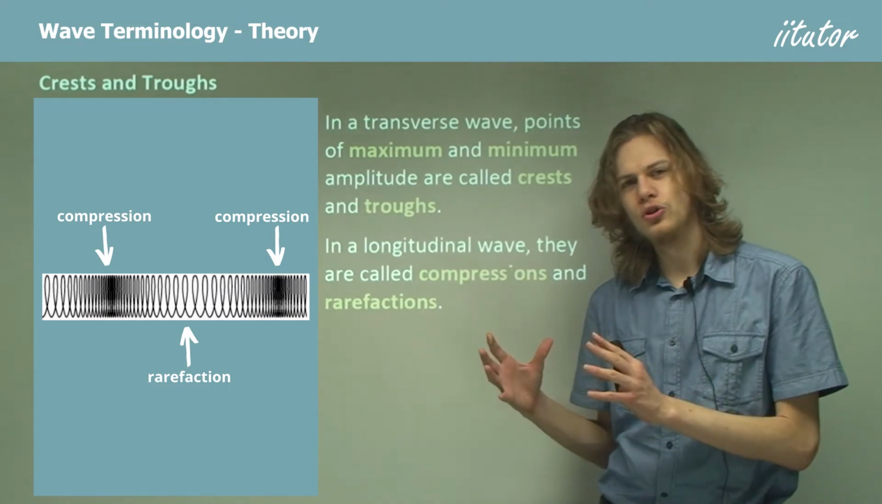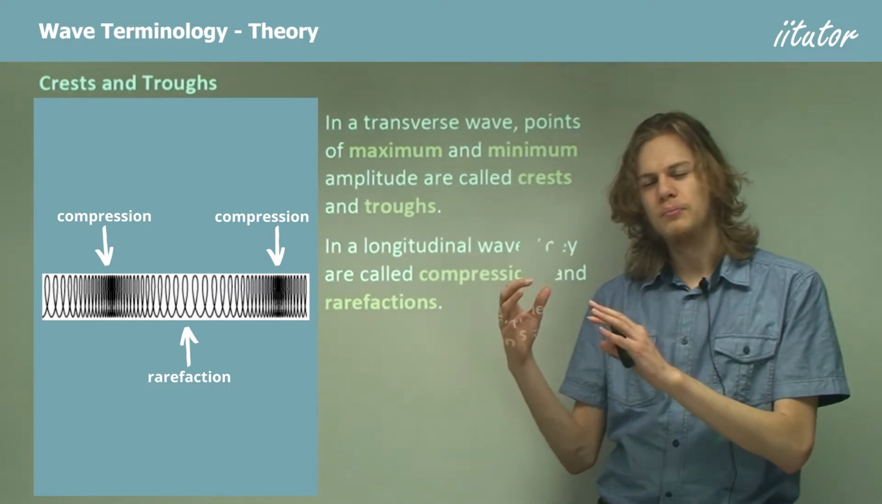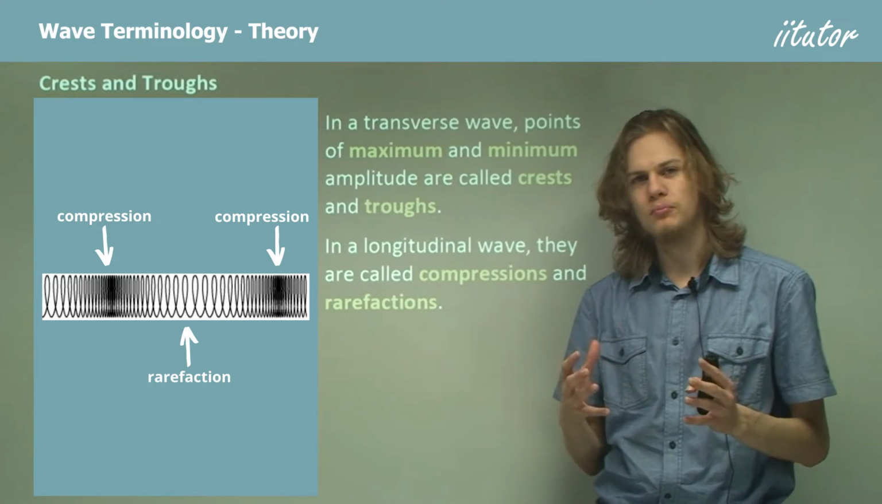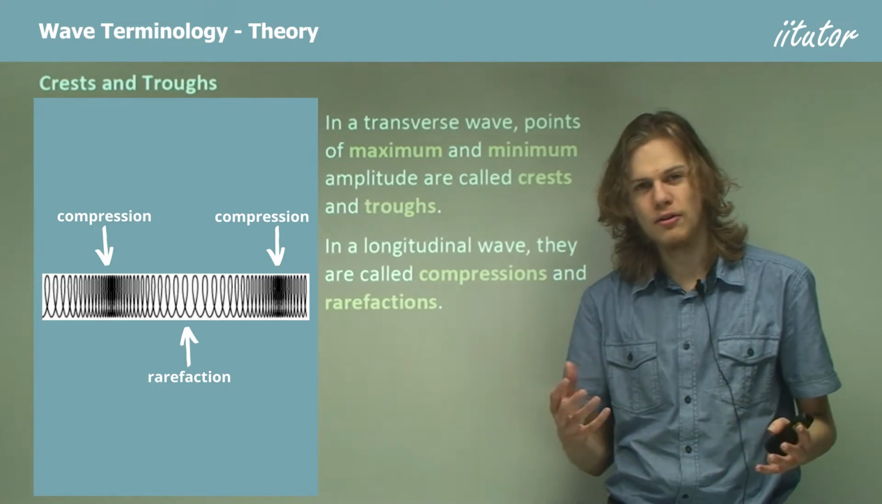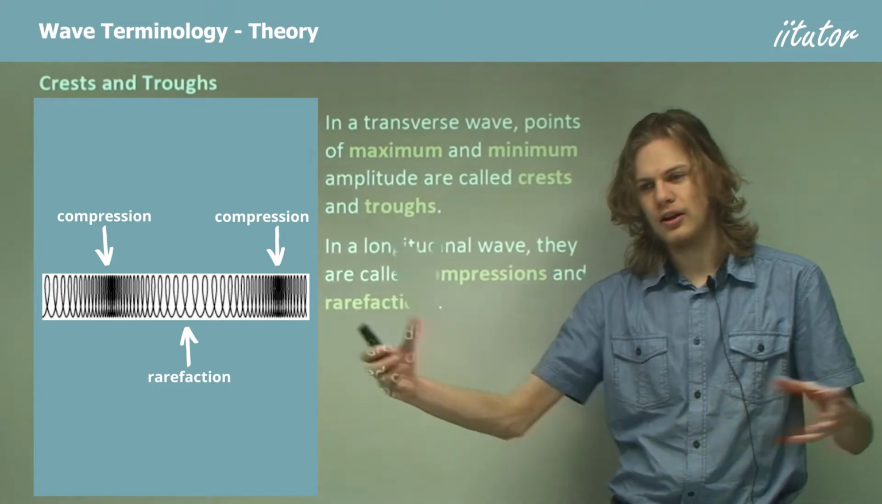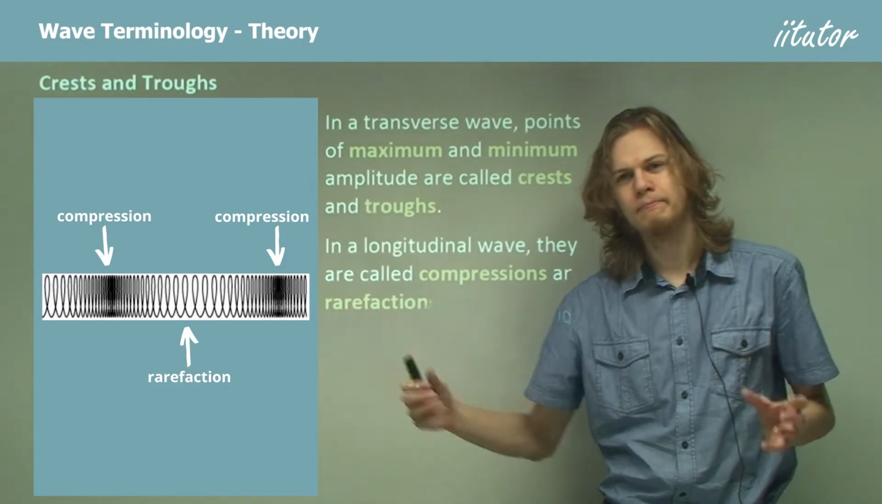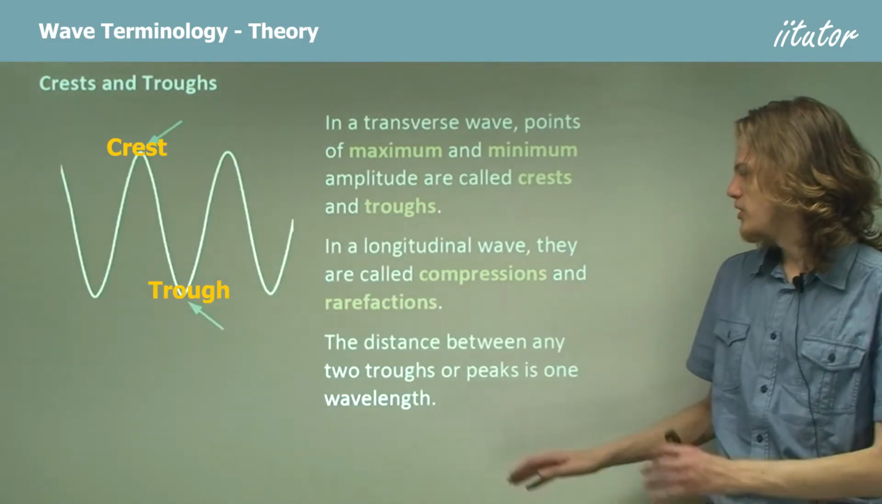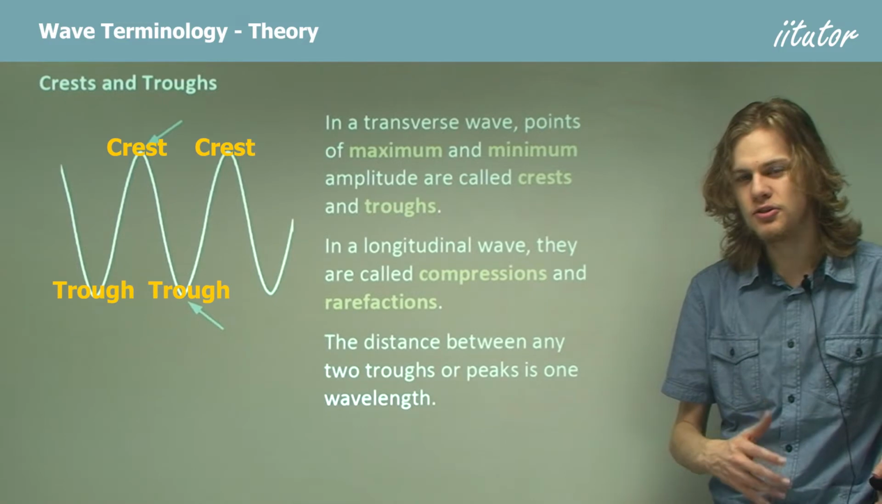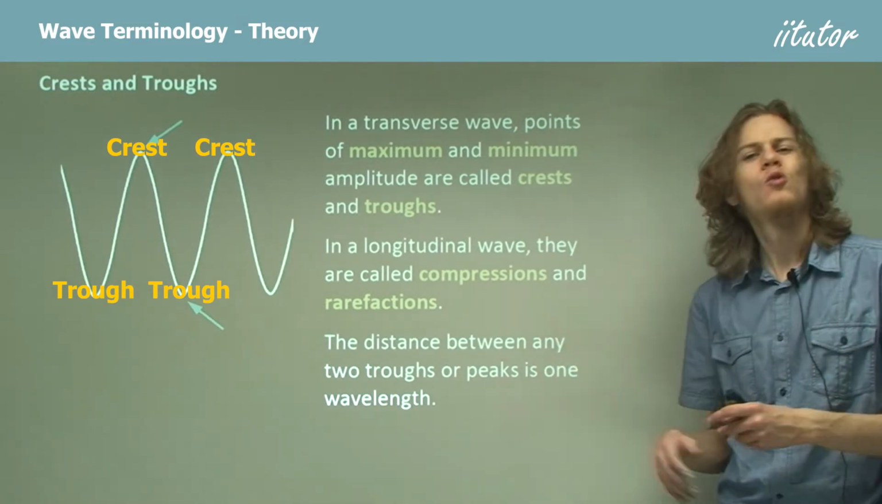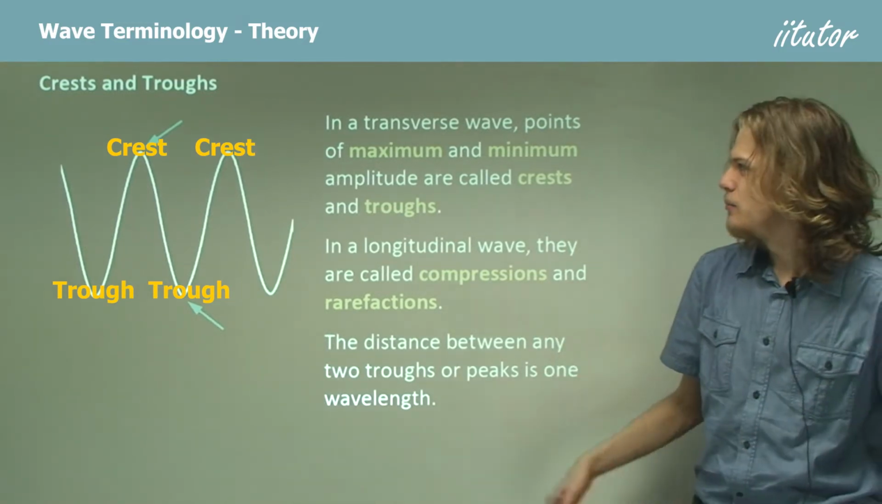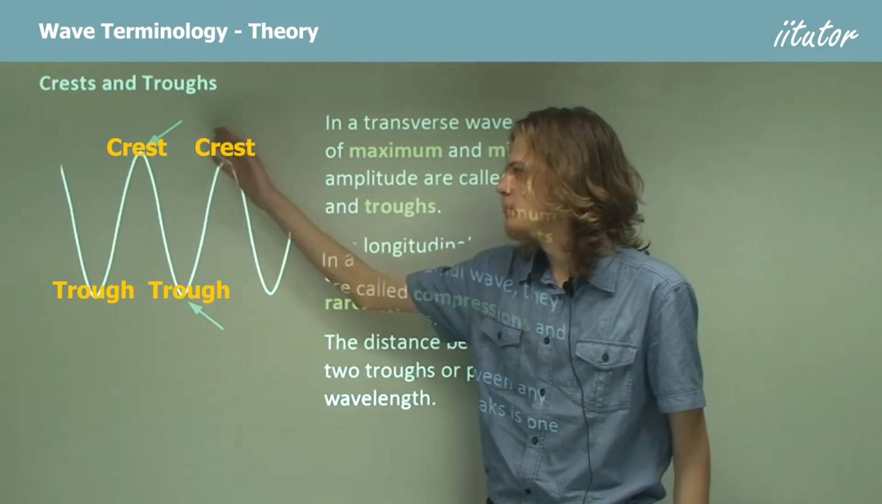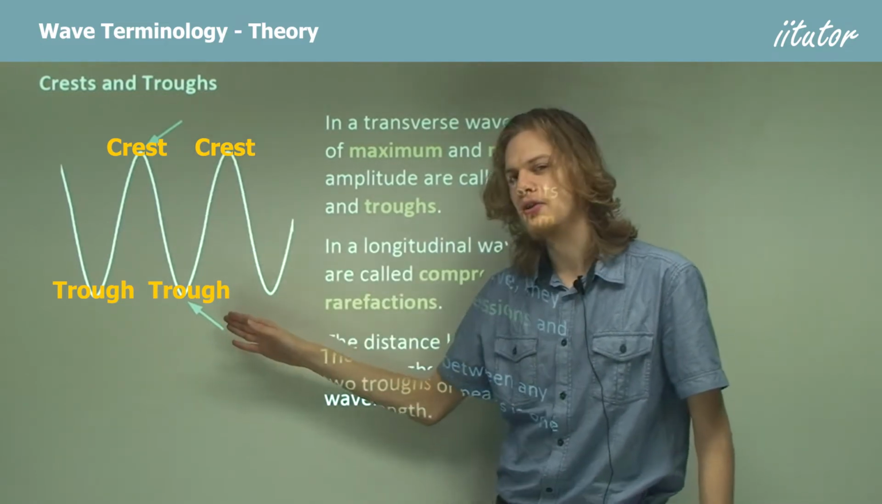Remember that a longitudinal wave is a wave where the particles vibrate in the same direction as the wave's motion, something like a sound wave, or a wave sent lengthways down a slinky. So the distance between any two troughs or peaks, or compressions or rarefactions, will be the wavelength, because each crest is identical to the previous crest and each trough is identical to the previous trough.